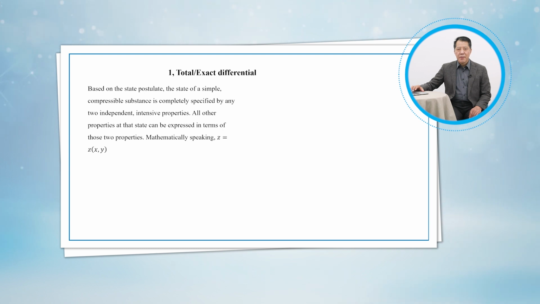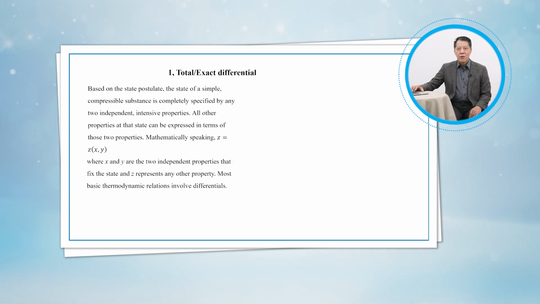Values of two independent intensive properties are sufficient to fix the intensive state of a simple compressible system of specified mass and composition, for instance, temperature and specific volume. All other intensive properties can be determined as functions of the two independent properties, such as P equals P(T,v), U equals U(T,v), H equals H(T,v), and so on.